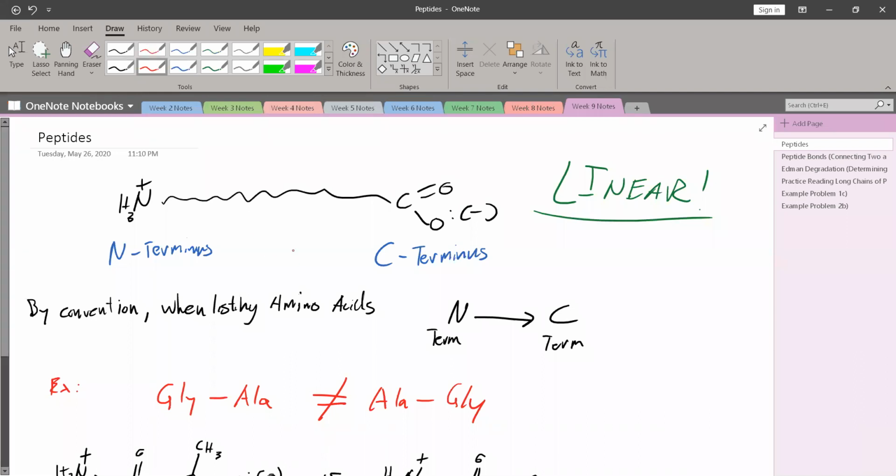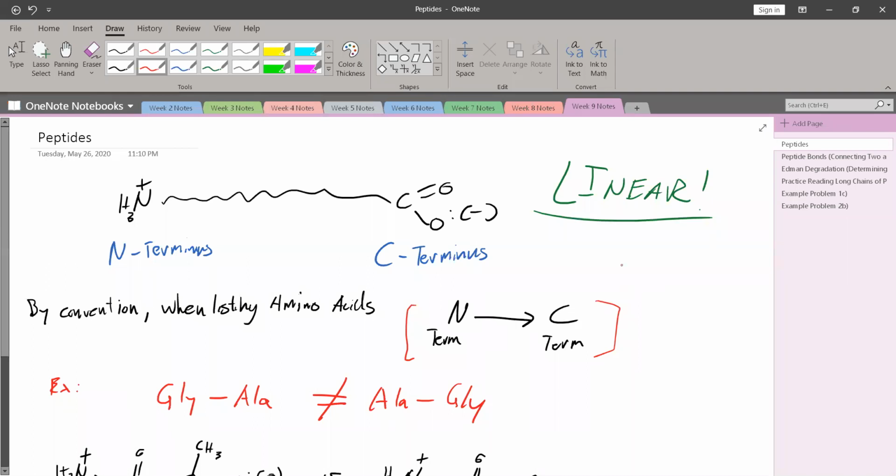By convention, every time we write out the three-letter codes, right? So if we say GLY, ALA, or leucine, isoleucine, glycine, every time we draw and list those amino acids, we always have the amino acids on the N terminus on the left side, and the amino acids with the C terminus on the right side. Now, this type of linearity is very important.